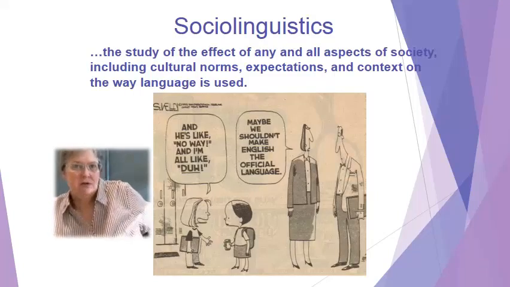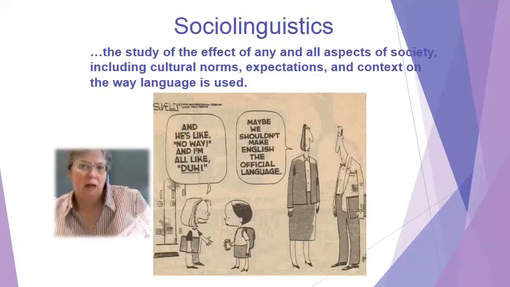So here you see a definition for sociolinguistics: the study of the effect of aspects of society, including cultural norms and expectations and context or the situation, on how language is used. All right, let's look at some interesting examples. You can have fun with this cartoon on your own.